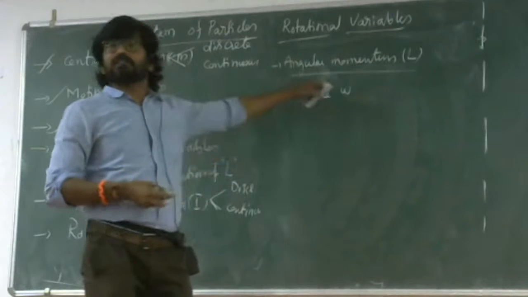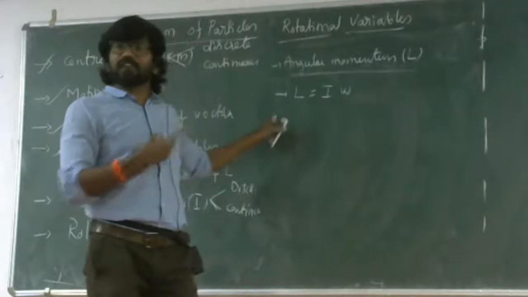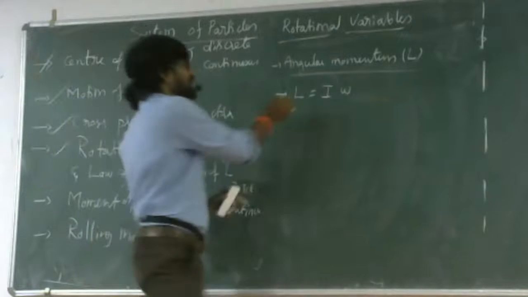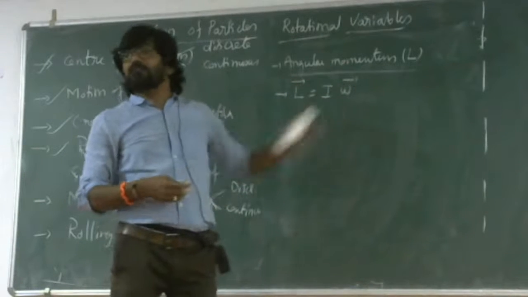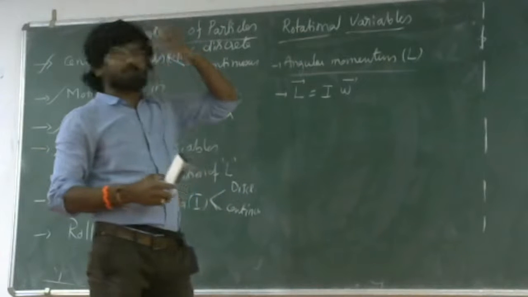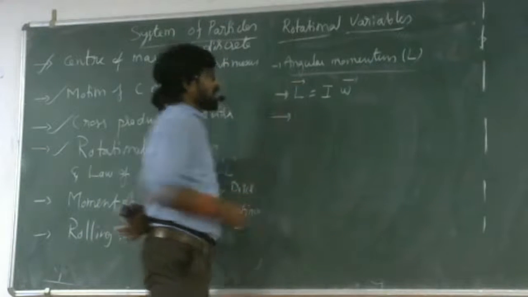This is a vector, so its direction will be along the direction of omega. They are axial vectors, so the direction should be along the axis of rotation. So you can write the L vector is equal to I into the omega vector. Is it clear, everyone? This is the vector representation of angular momentum.